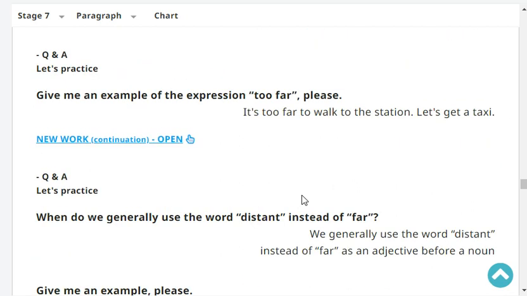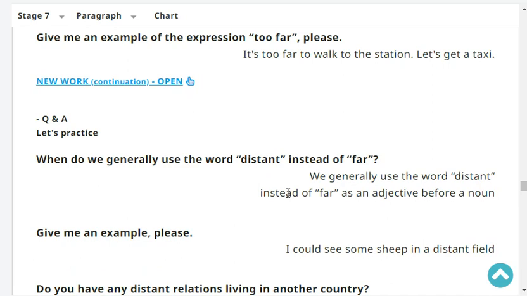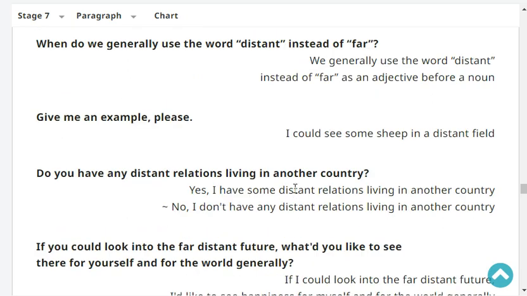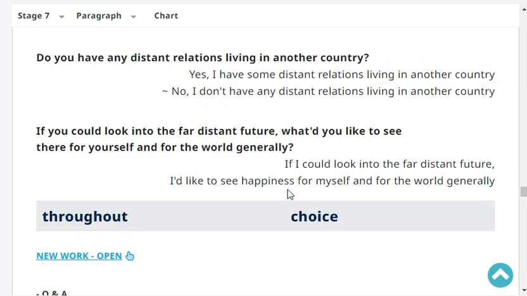Very good. Give me an example of the expression too far. It's too far to walk to the station. Let's get a taxi. Very good. When do we generally use the word distant instead of far? We generally use the word distant, instead of far, as an adjective before a noun. Give me an example. I could see some sheep in a distant field. Do you have any distant relations living in another country? Yes. I have some distant relations living in another country.